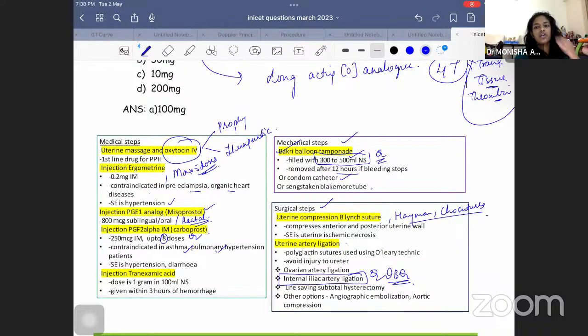Yes, Cho's is nothing but a square suture that you apply, which you put like a box suture. It's also called Cho. It's also called box sutures. It's also called square sutures. Box sutures.